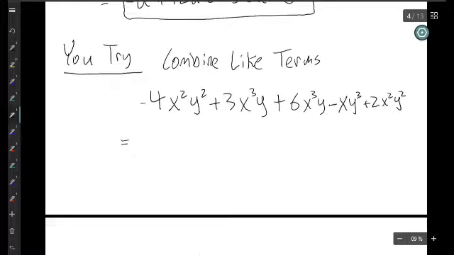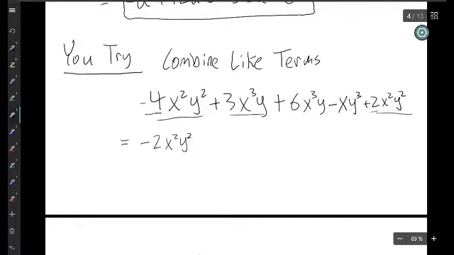We start here, moving left to right: x squared y squared, and here's an x squared y squared. So it's negative 4 plus 2, so we need the sign of the numerical coefficient. Minus 4 plus 2 is minus 2, so minus 2x squared y squared.